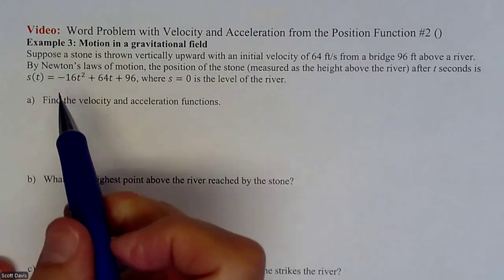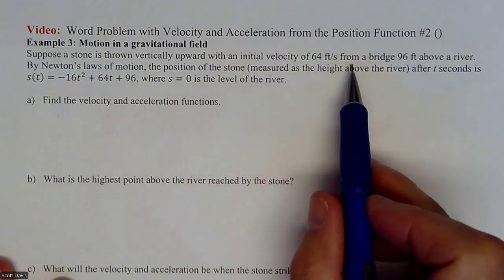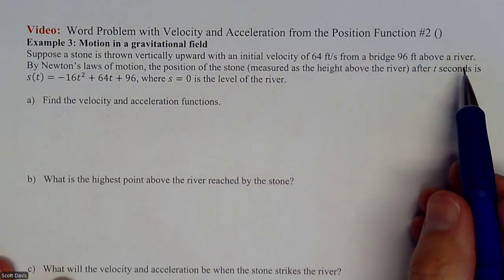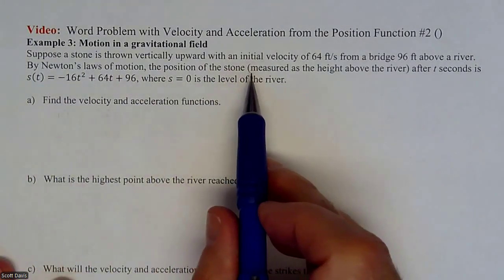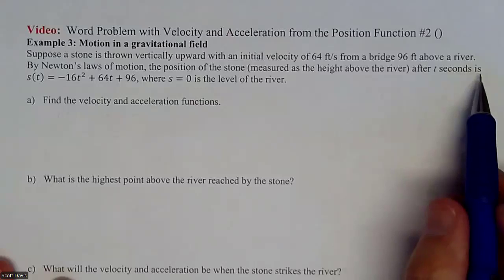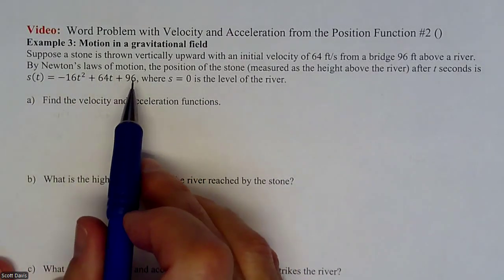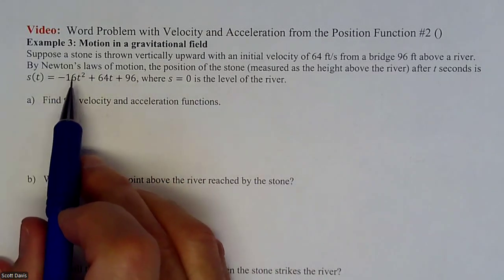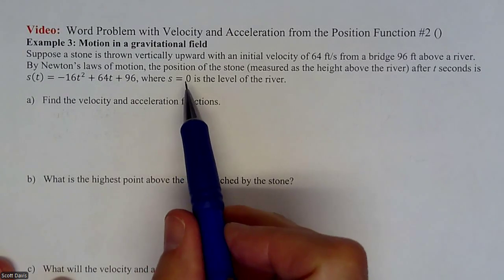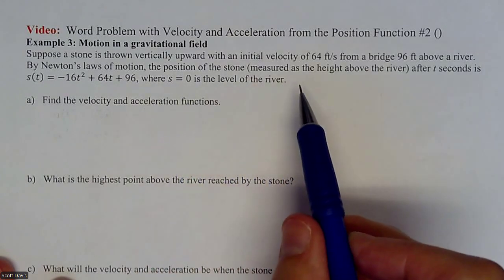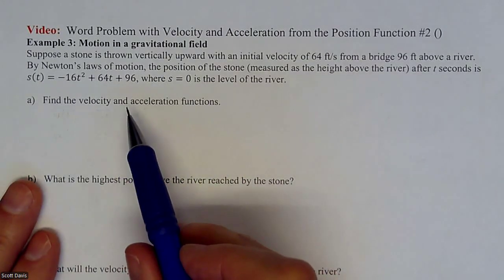So here's the situation. It says, suppose a stone is thrown vertically upward with an initial velocity of 64 feet per second from a bridge 96 feet above the river. By Newton's laws of motion, the position of the stone measured in height above the river after t seconds is this. So this is our position function. Here's our initial velocity. Here's our initial height. And the negative 16 refers to gravity pulling down on it. It says where s equaling 0 is the level of the river. So that's our height of 0. So we're going to be asked to find the velocity and the acceleration functions.